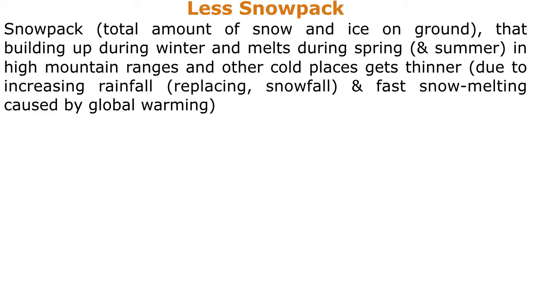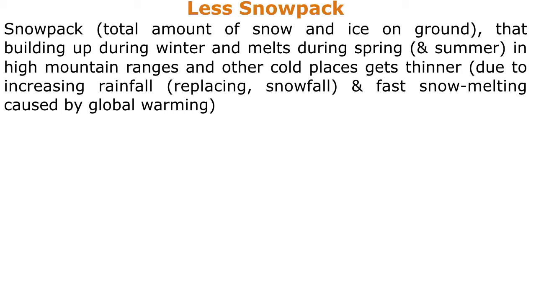Less snowpack. What is snowpack? Snowpack refers to the total amount of snow or ice on the ground at any time, how much ice and snow is available on the ground. In high mountain ranges and other cold places, snowpack builds up in the winter and melts in the spring or summertime. It need not be compact like a glacier, it's just the snow or ice available on the ground.